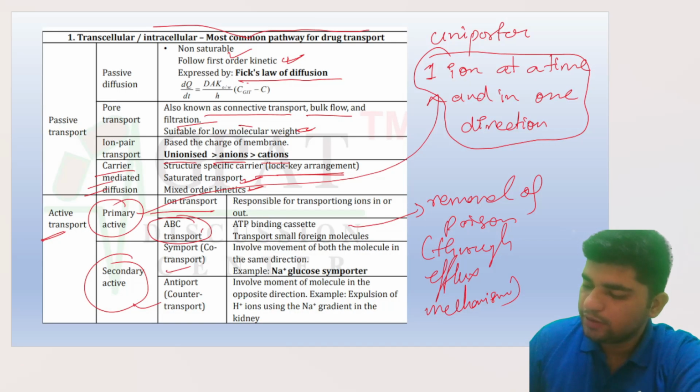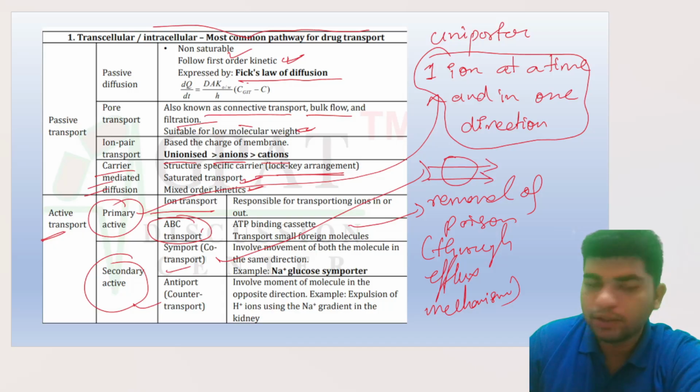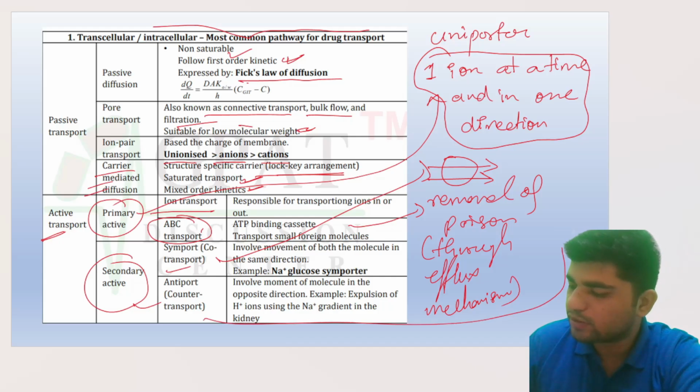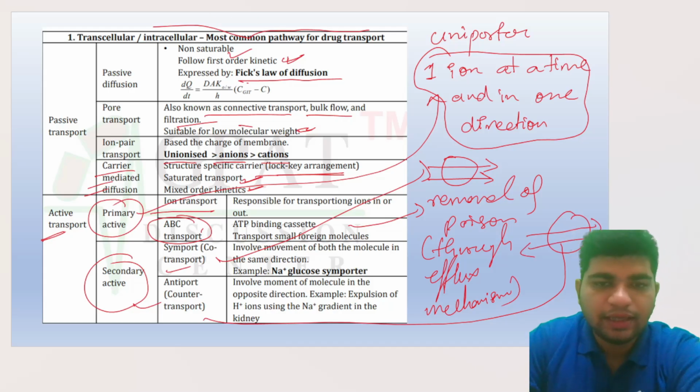And secondary active, that is symport and antiport. Symport is for the same direction, allowing two ions in the same direction. That is co-transport. All right. An antiporter is just the opposite of a symporter. Over here, one is going in this way and one is going in this way. That is the antiport.